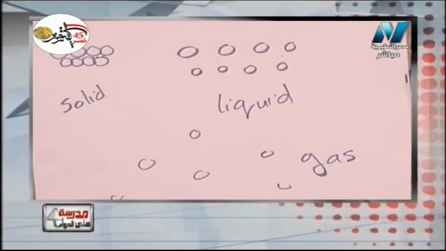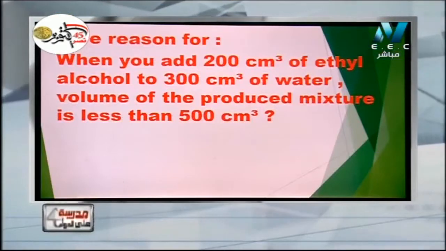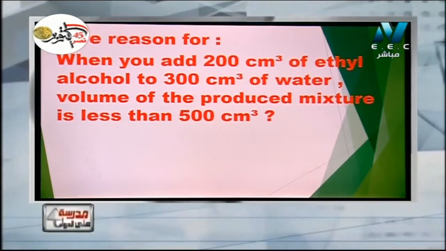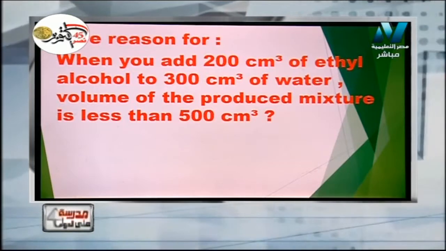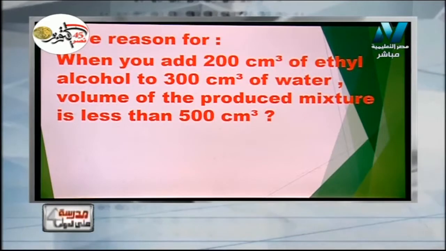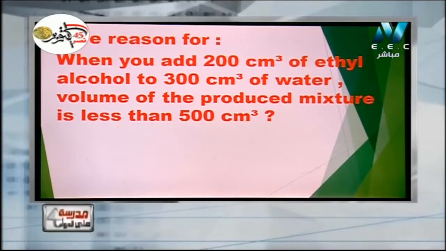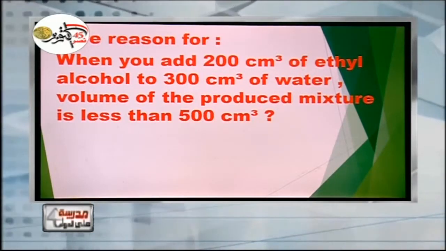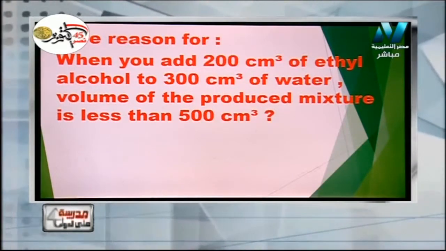Now we talked about the molecules of matter in a state of continuous motion. Number two, the molecules of matter have spaces between them called intermolecular spaces. Now the question, as you see on the monitor: give reason for, when you add 200 cubic centimeter of ethyl alcohol to 300 cubic centimeter of water, the volume of the produced mixture is less than 500 cubic centimeter. This is a question.